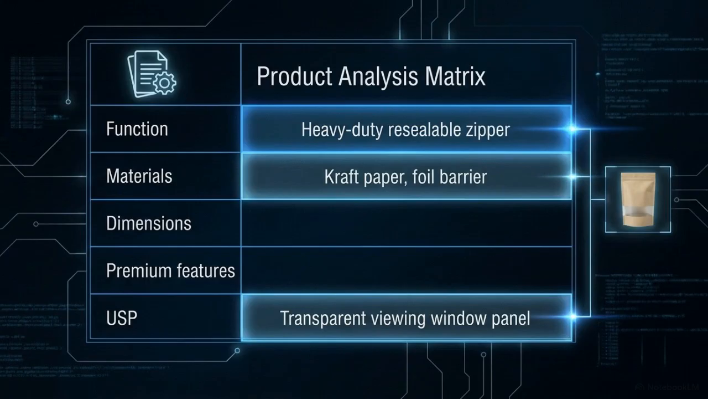The first half of this framework is the product analysis matrix. This grid catalogs physical reality. The instruction for a heavy-duty zipper in our rendering prompt was pulled directly from the matrix's function node. The instructions for the craft paper and the internal barrier layer map directly back to the materials node, and the transparent viewing window was isolated from the unique selling proposition node.